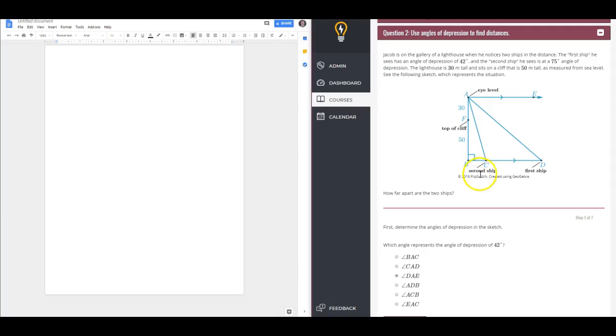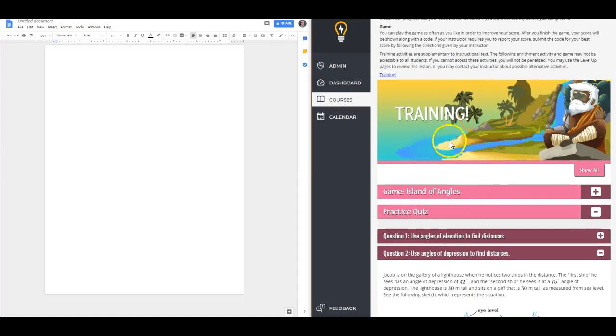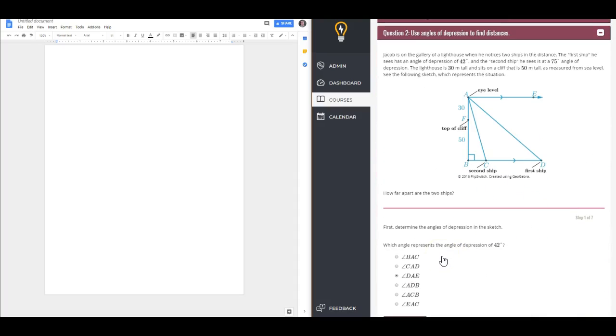Okay, so this is question 2 of the training. Jacob is on a gallery of a lighthouse when he notices two ships in the distance. The first ship he sees has an angle of depression of 42 degrees, and the second ship he sees is at a 75-degree angle of depression. The lighthouse is 30 meters tall and sits on a cliff that is 50 meters tall, as measured from sea level. See the following sketch, which represents the situation. How far apart are the two ships?